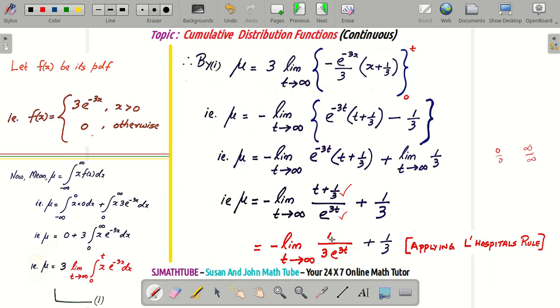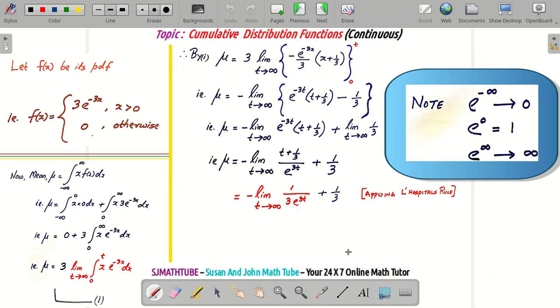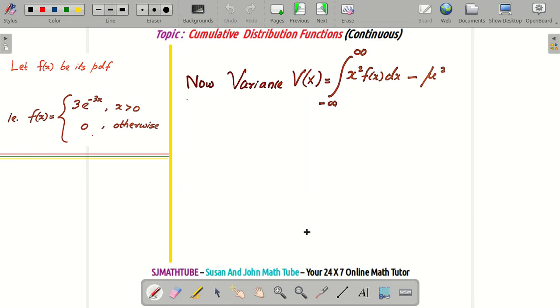Okay, now that's it. Now I'll try to substitute the limit. I cannot put this infinity anywhere in the limit. T is missing here. And in the denominator, okay, we have the values here. I think you should note these values. Now the denominator will become infinity, and 1 by infinity is 0. You get mu equal to 1 by 3. Now let's go for the second part, the variance.